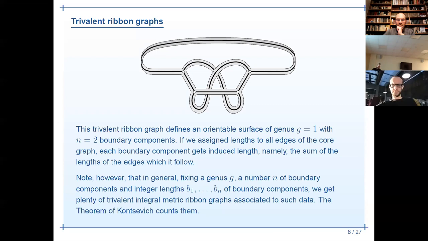So for example, in this particular problem, I just fix the two boundary components. No, probably I was cheating by saying that. They do not follow all the same edges. The collections of edges which they follow should be different here. So I give the lengths of these two boundary components. Genus is one. How many ribbon graphs can one find?